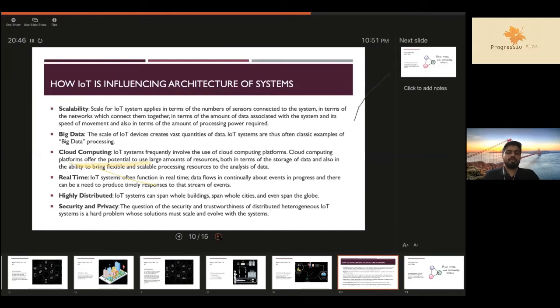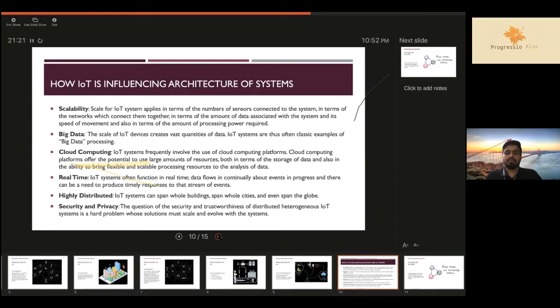So since I've been here for some time, I've seen how the systems are being influenced by this IoT culture and IoT domain. I wanted to showcase in my presentation how IoT is actually influencing those architectures, and what the things are that are influencing the architecture and design of these systems.